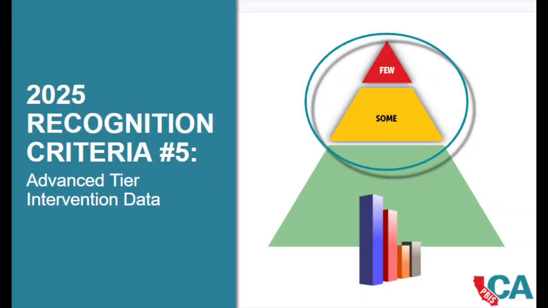In this video, we are going to overview Criteria 5 from the California PBIS recognition system: Identify current advanced tier interventions. The intention of this item is to identify current advanced Tier 2 and 3 interventions, demonstrate how intervention progress is monitored, list the number of students receiving the intervention, and the percentage of those students responding to the intervention.